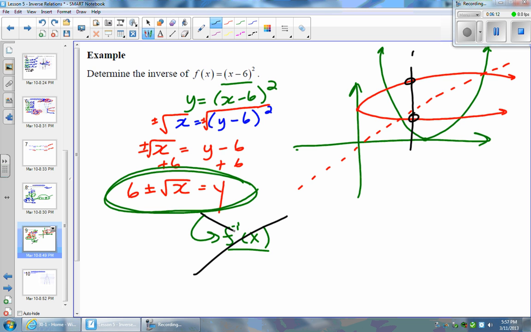So I can't use function notation for this equation. So my final answer is just going to be like that: 6 plus or minus the square root of x is equal to y. In other words, the inverse of my given function. So that is it for this lesson.